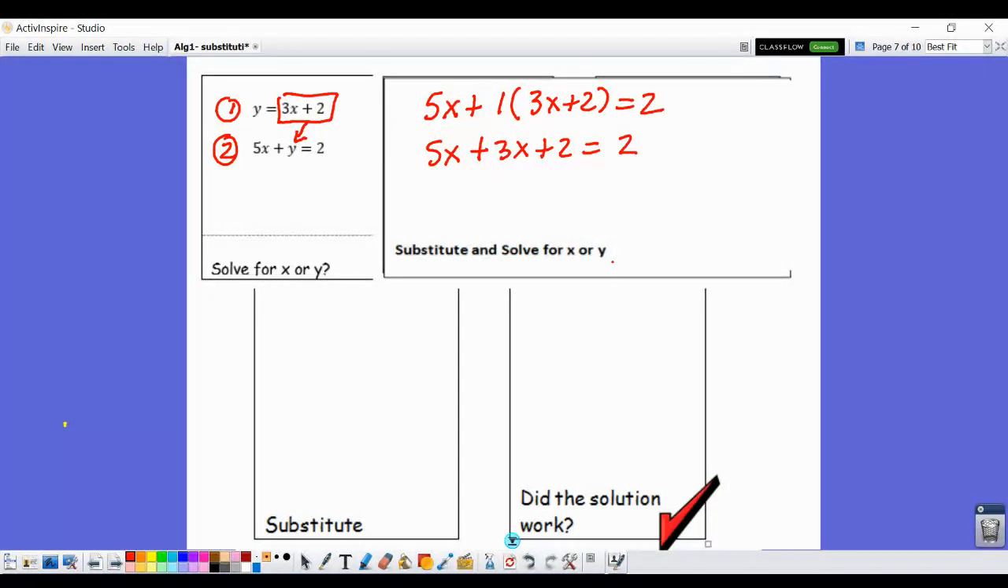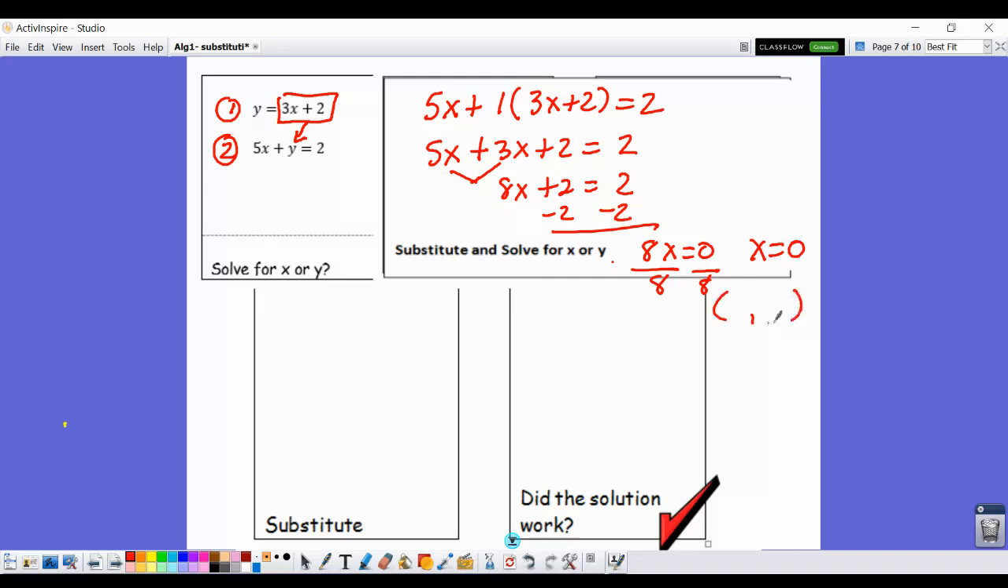And I'm going to finish solving. So 5x and 3x, that is 8x plus 2 equals 2. I subtract my 2. I get 8x equals 0. Dividing by 8, I know x has to equal 0. So I have the first part of my answer. I know my x is 0.